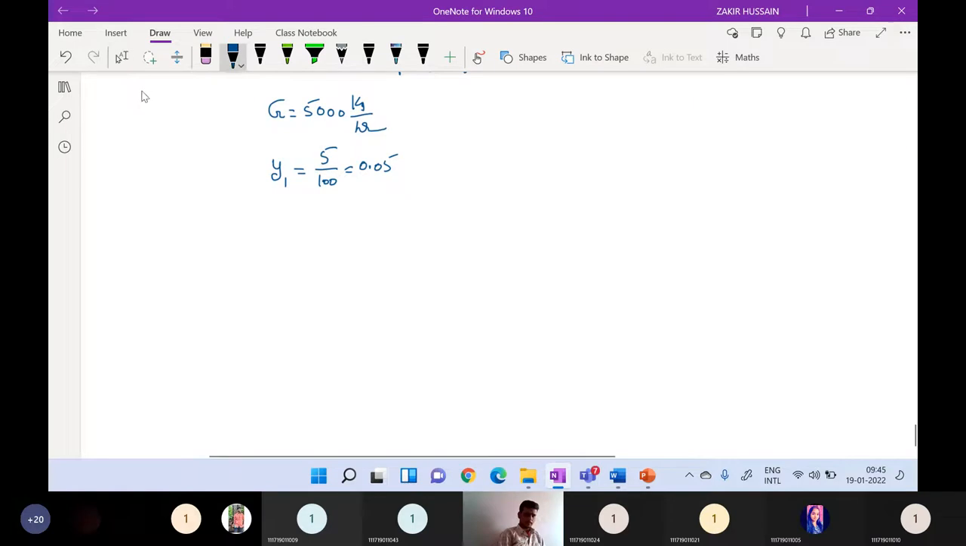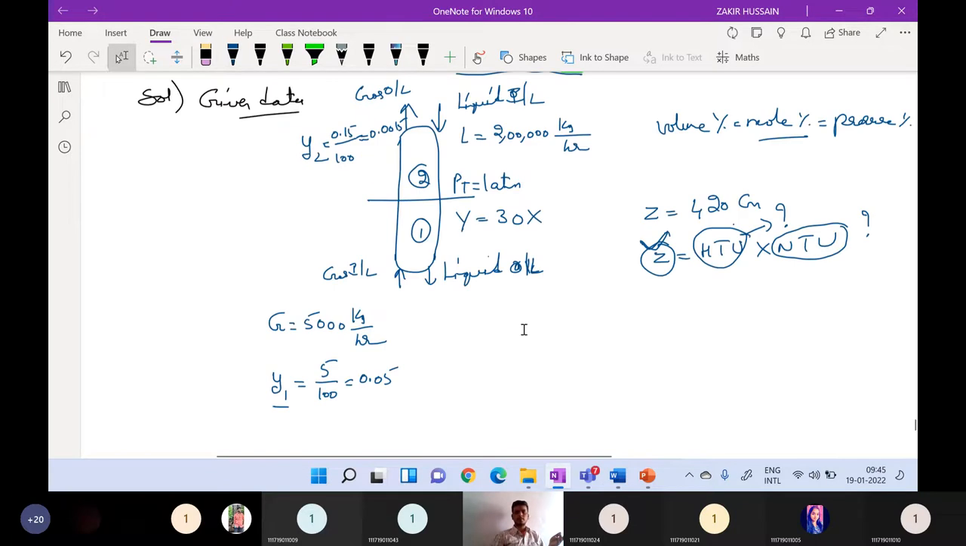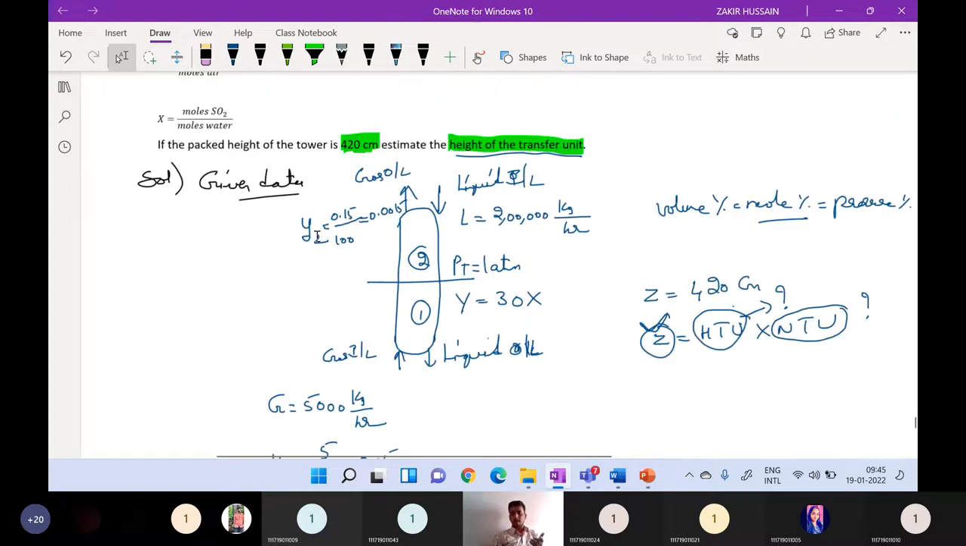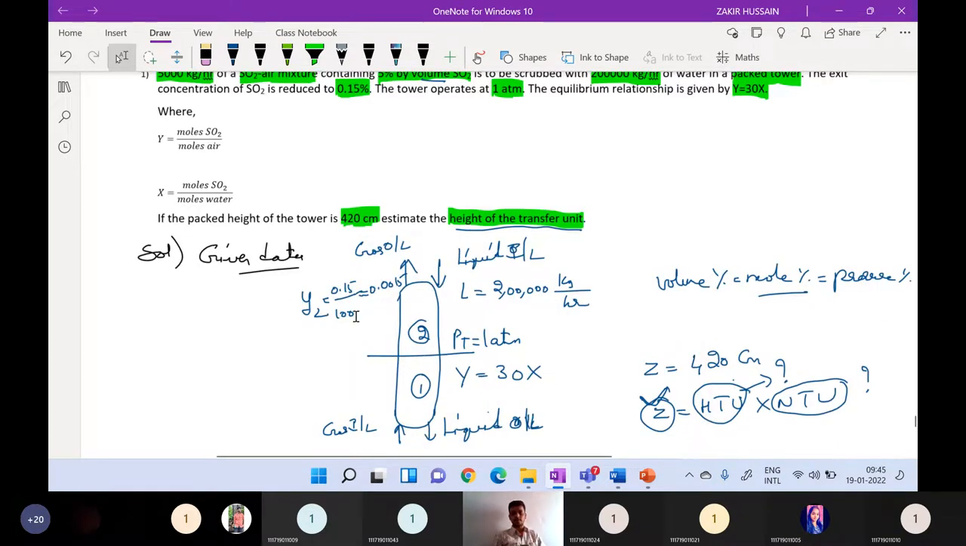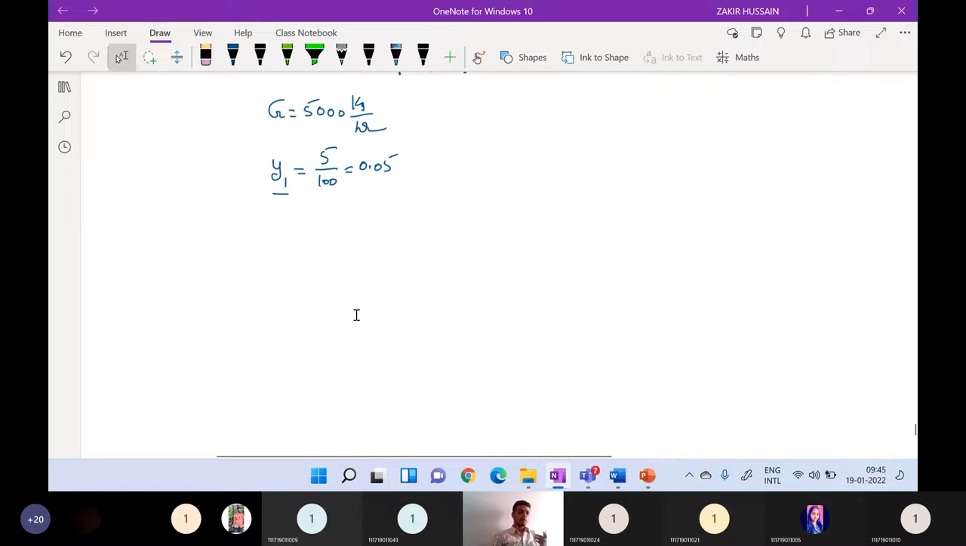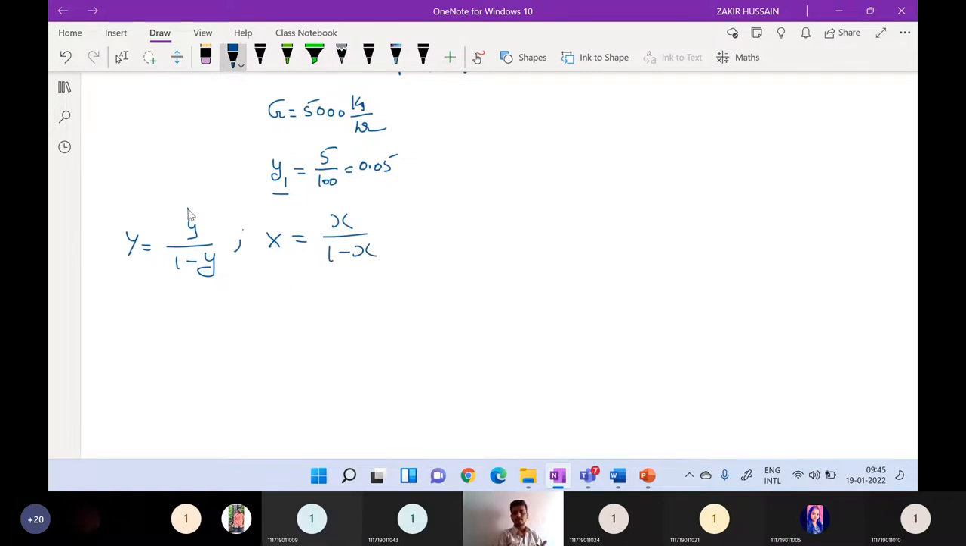So how to solve this problem first? Here small y1 is there, and there also small y2 is there. All these are mole fractions, since we are converting from the percentages. First, let us convert these into mole ratios. We know the formulas: capital Y = small y/(1 - small y), and capital X = small x/(1 - small x). We have seen these two formulas in the Mass Transfer 1 course. If you want, I will derive them once again, or shall I leave it like this? Can you remember this?